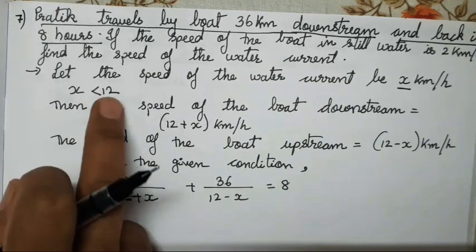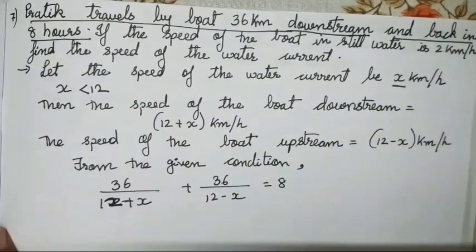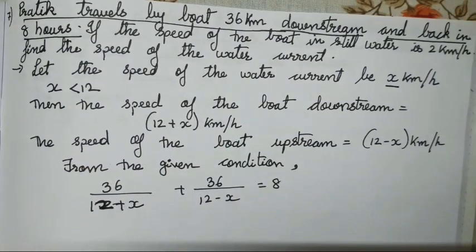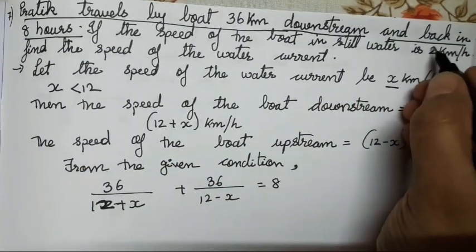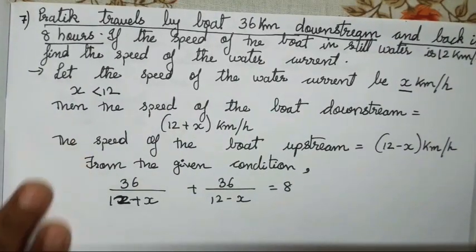So 12, what we have to do is, I think I have missed the question, you all can refer to the textbook. The speed of the boat in still water is not 2 km, it is 12 km over here. Refer to the textbook if something has been missed, children.